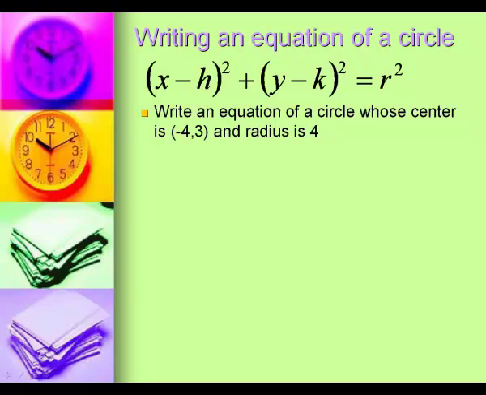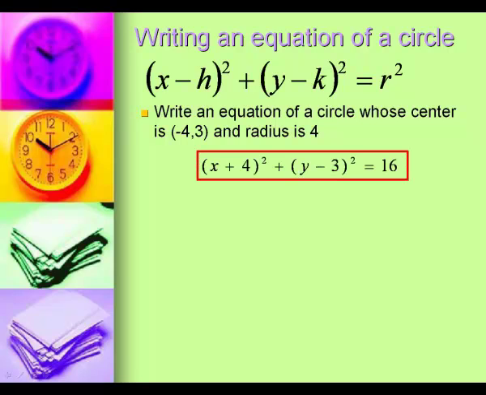On the next slide, we get into writing equations when we're given the radius and the center of the circle. In the first one, the center is at negative 4, 3. The radius is 4. So in the parentheses with x, do we want to see x minus 4 squared or x plus 4 squared? Well, we'd want to see x plus 4 squared because we see a minus 4 for our center. With y, we want to see y minus 3 squared because we saw a positive 3 for our center. And the radius is 4, so the radius squared is 16.